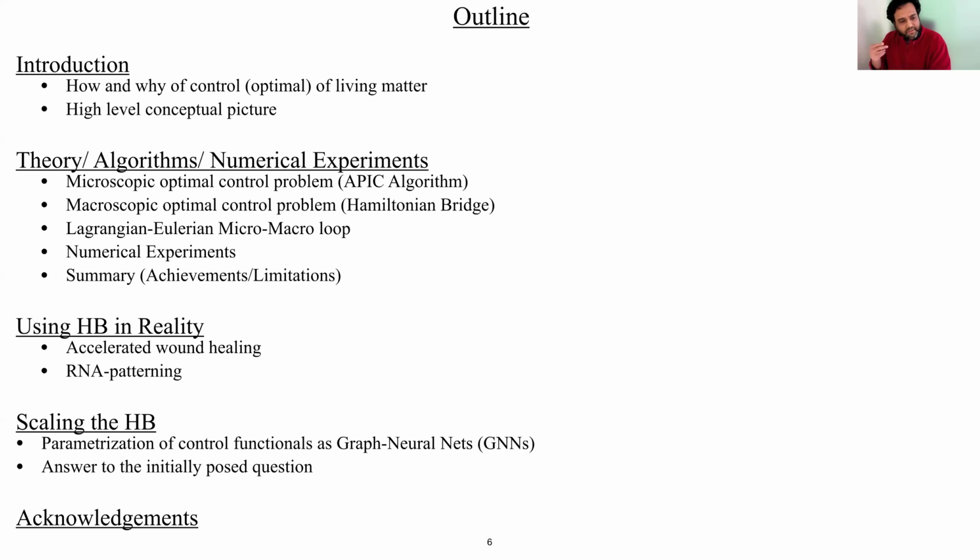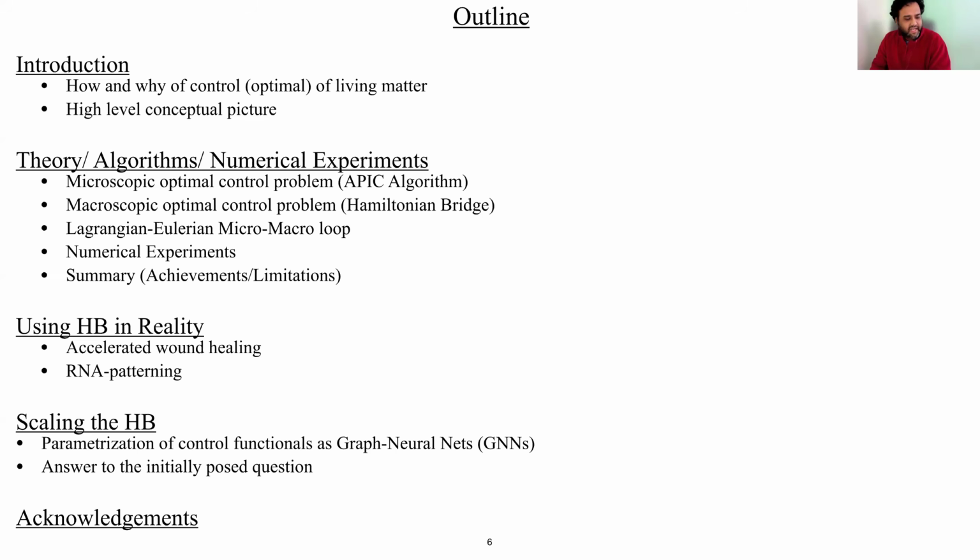Then I'll tell you how you solve this macroscopic optimal control problem through a computational technique, the Lagrangian-Eulerian macro loop, and then some numerical toy examples which are pertinent in soft and active matter. Then I'll give you a summary of the achievements and limitations of this work. And then I'll tell you how you use these Hamiltonian bridges in reality. Two representative examples will be wound healing, done in collaboration with experimentalists at Princeton, and then something about RNA patterning, done in collaboration with experiments at Johns Hopkins.